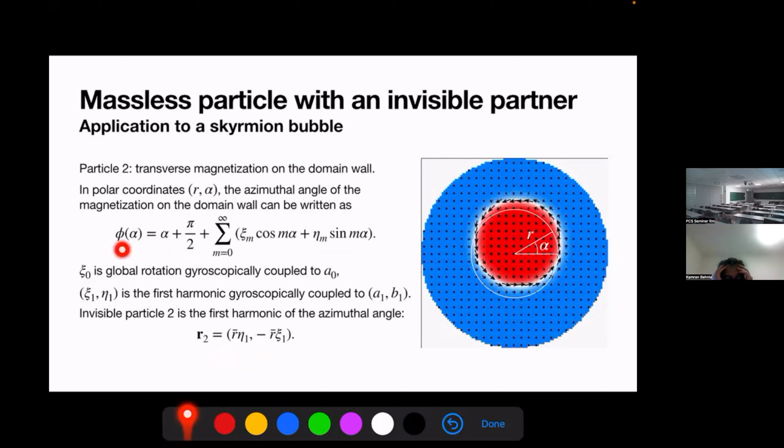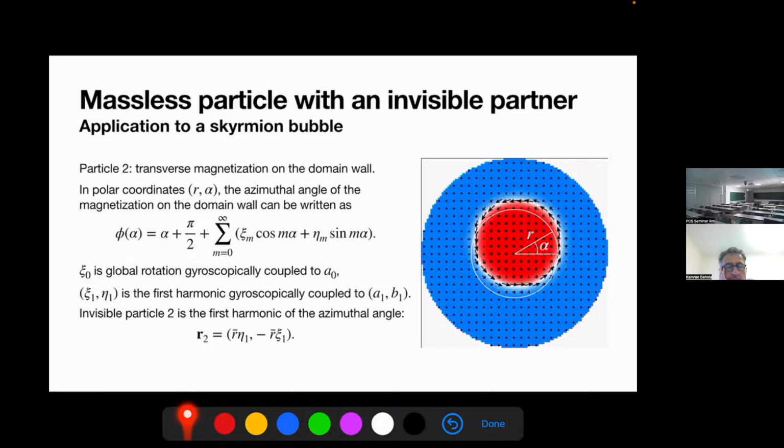And so we can equally express the azimuthal angle of the transverse magnetization as a function of the polar angle alpha. To the 0th approximation, it's simply pi/2 plus the polar angle alpha. It will be pi/2 here, pi here, 3 pi/2, 2 pi, and then back to pi/2 there. But if you have fluctuations, if the transverse magnetization deviates from that ideal position, you will have some xi and eta amplitudes that correspond to various deformations of the transverse magnetization.